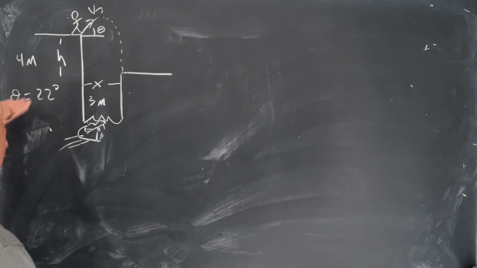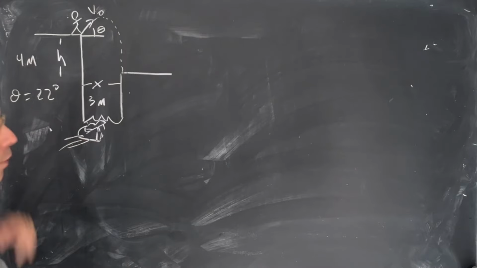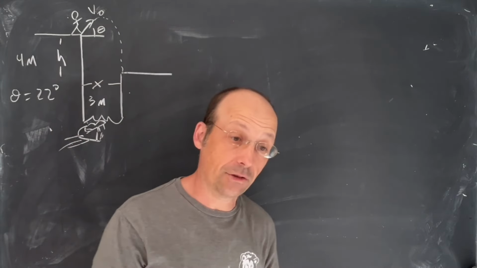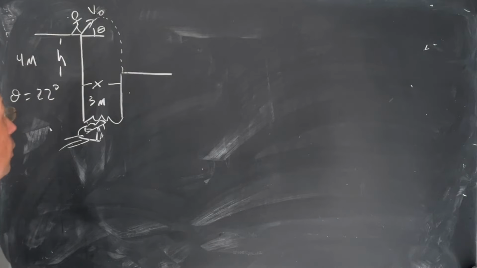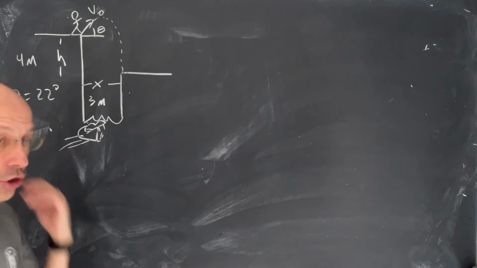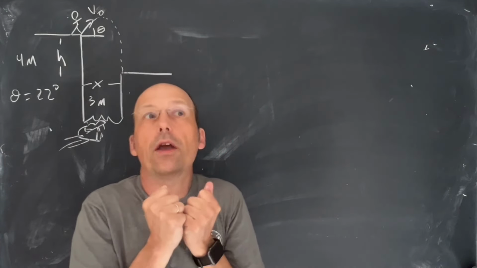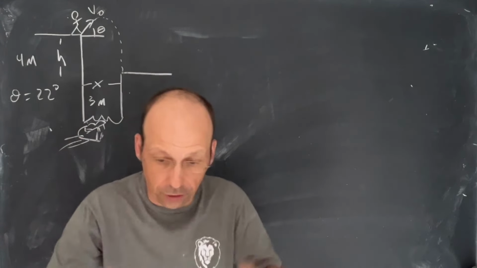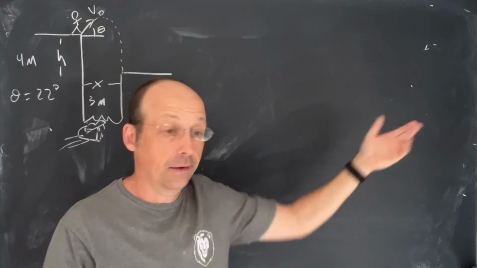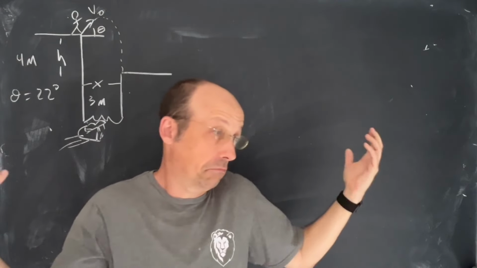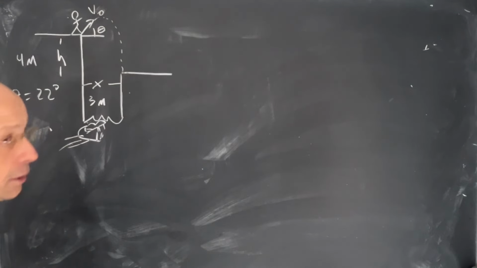So the question is, if they jump with some initial velocity v0 at a 22-degree angle, how fast do they need to go? It's kind of a tough problem because you don't really know what you're doing necessarily, but let's just jump into it. When you have a problem like this, if you don't know what you're doing, that's fine. You just kind of start doing stuff. And if you take a path down the wrong way, well, then maybe you start over. You never know.